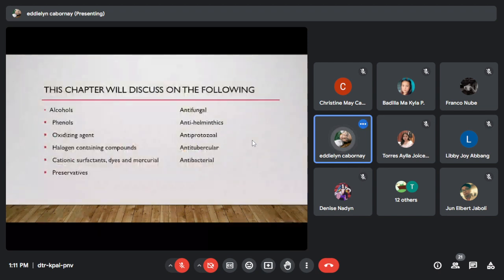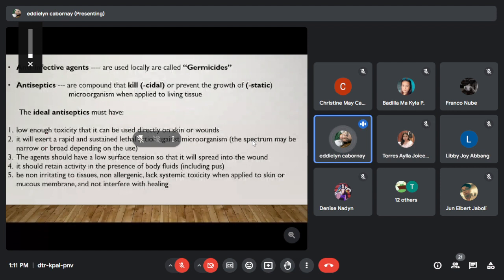So this chapter addresses an extremely broad base of anti-infective agents. We will discuss today the alcohols, phenols, oxidizing agents, halogen-containing compounds, cationic surfactants, dyes, and mercurials and preservatives. Okay? So we have anti-infective agents. They are usually locally called germicides.